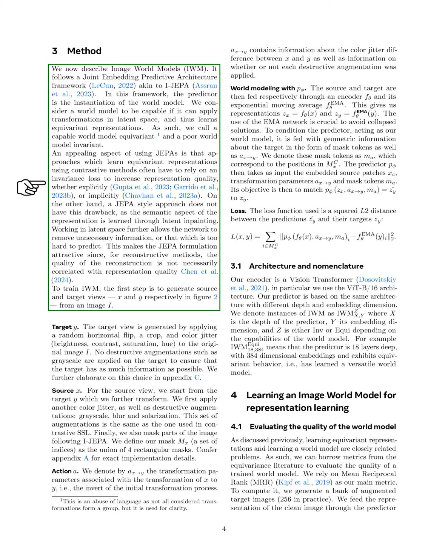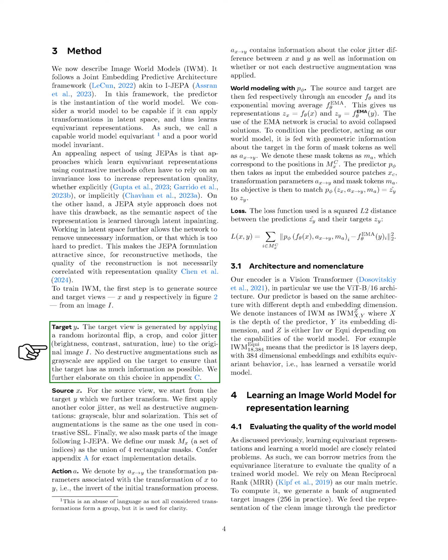This makes the JEPA approach particularly appealing since the quality of reconstruction does not directly correlate with the quality of representation. To train IWM, we first generate source and target views from an image. The target view is created by applying a random horizontal flip, a crop, and color adjustments to the original image, avoiding any destructive augmentations to preserve information. The source view is derived from the target but undergoes additional alterations, including color adjustments and destructive augmentations like grayscale, blur, and solarization, similar to those used in contrastive self-supervised learning, SSL. We also mask parts of the image following the IJEPA approach.